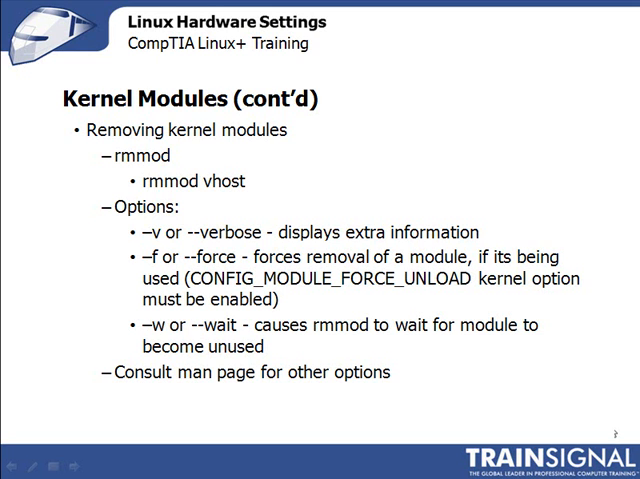Like the other kernel module commands, rmmod takes several options. Dash V, as we've discussed before, will increase the verbosity of the output. Dash F or dash dash force will force removal even if the module is in use. Dash W or dash dash wait will remove the module when it becomes unused. Other options are listed on the man page for this command by typing man rmmod. Like insmod, rmmod will fail if the module indicated is a dependency of another module.